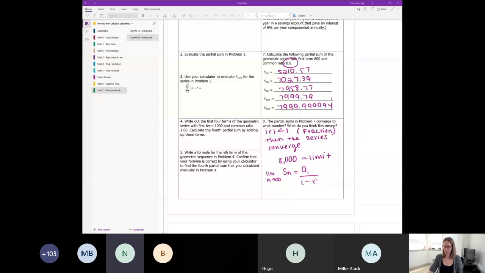So if you were to take the first term of this sequence and apply the formula, you get 8,000. But anyways, that's how that one would have worked. It kind of just wanted you to use problem number 7 to see that these numbers are getting really close to 8,000, so it must converge to 8,000.